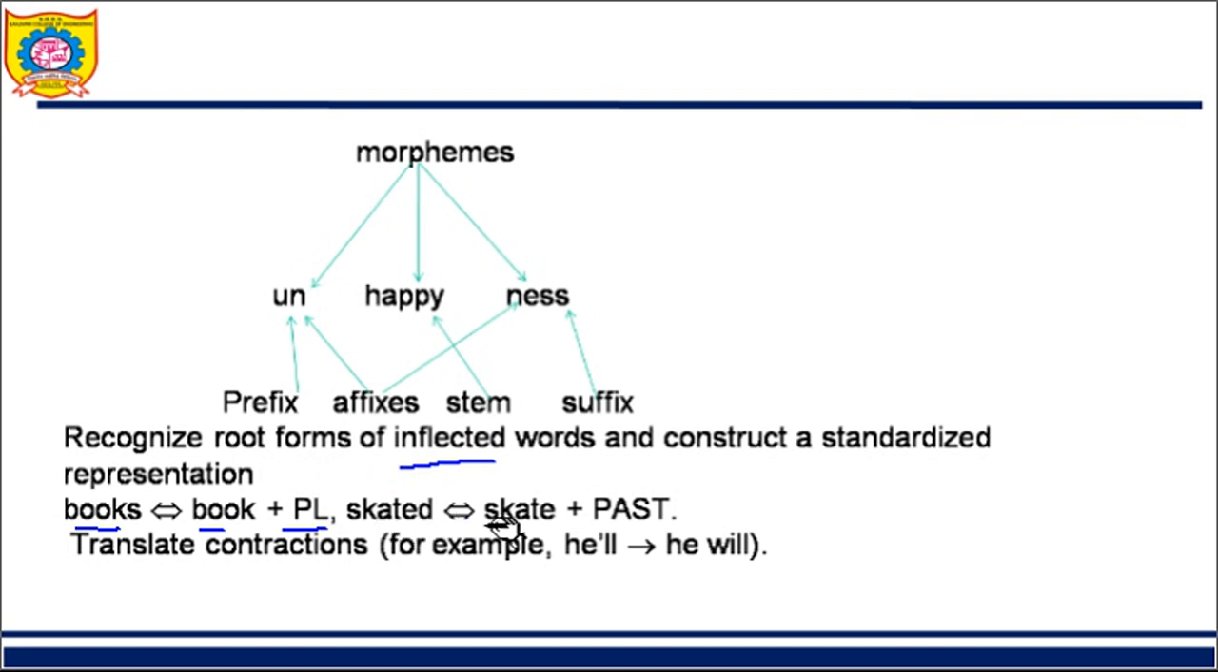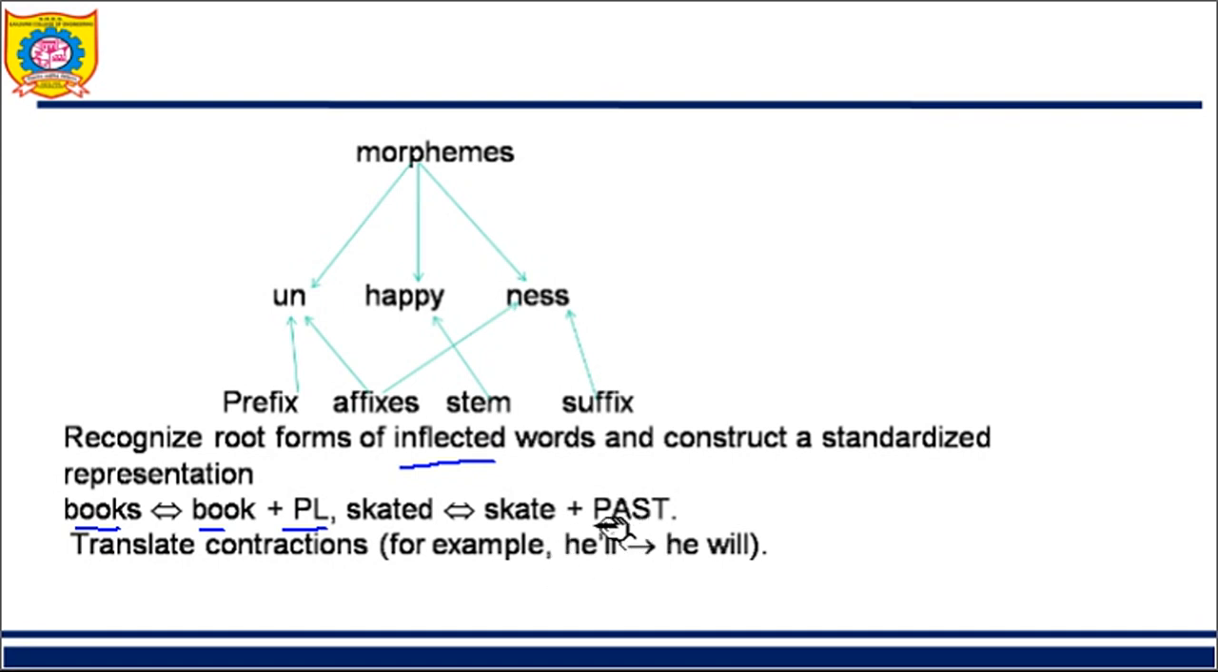Next is skated. So what do I have? Skate is my root word plus, instead of ed, I use the word past because it is past tense. Like I said, you can add tenses also, or you can add parts of speech also. It depends. So if you represent your sentence in this format, it is called standardized representation.